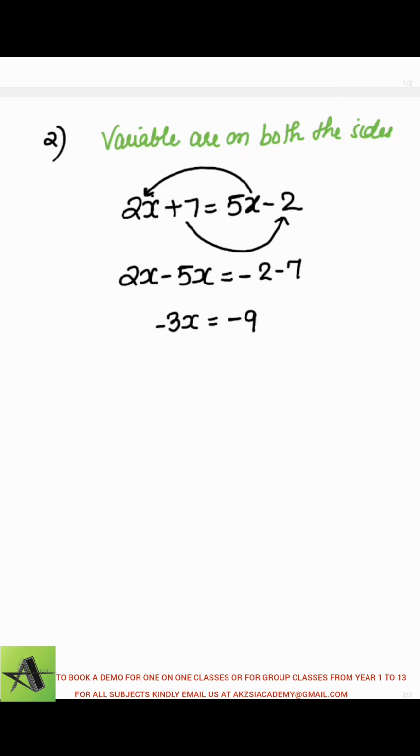Okay, now divide both the sides by negative 3. The answer is x equals negative 9 over negative 3, which is 3. So in this case, the answer will be x equals 3.